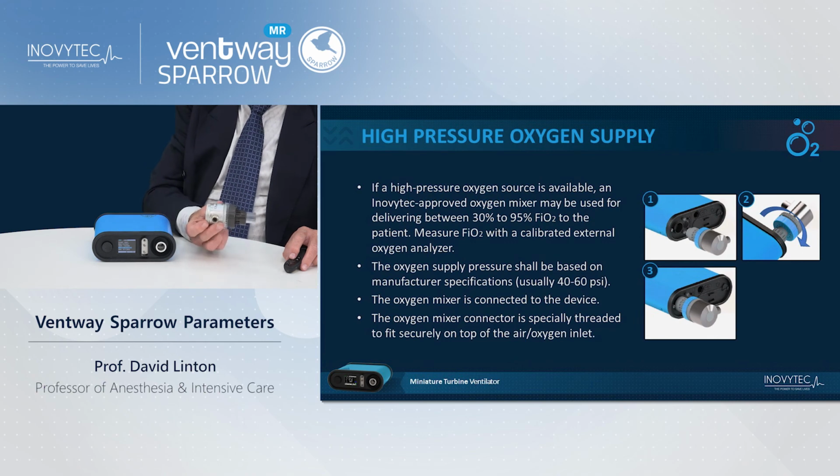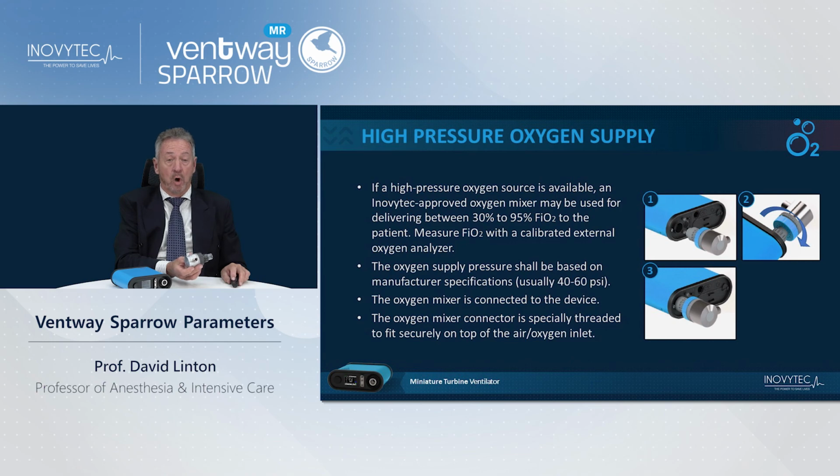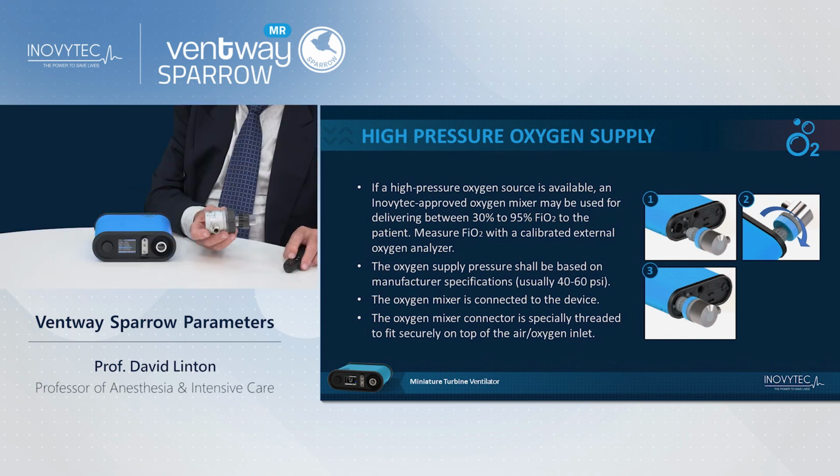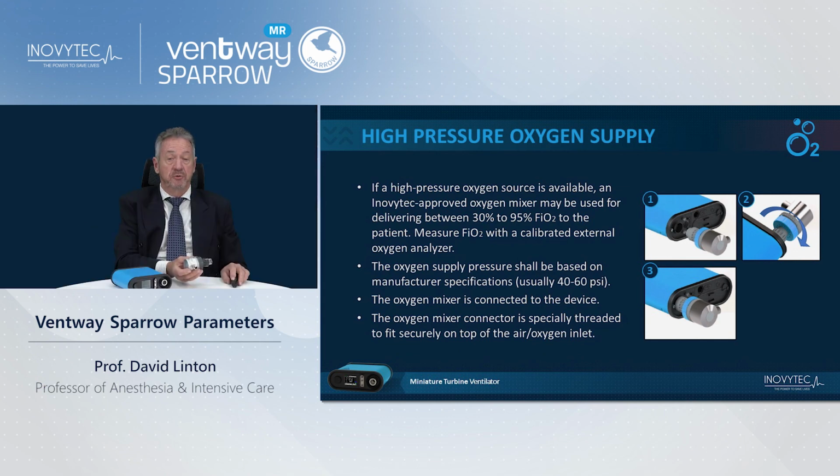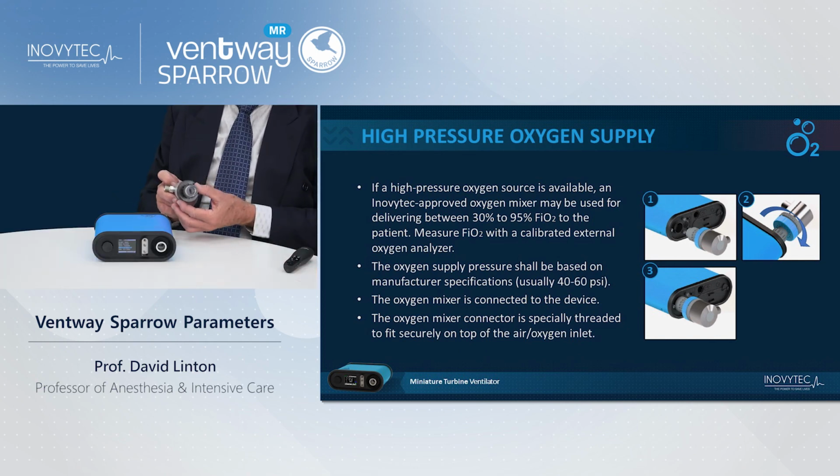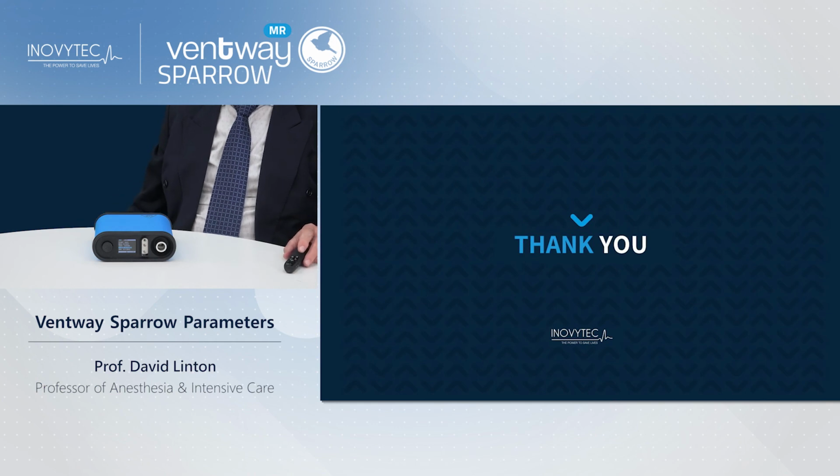The high pressure oxygen supply is when you have pressure in the hospital from the wall oxygen supply or from a pressure cylinder with supply. You can determine the percentage that you require from 30% to 95% in terms of the oxygen delivery. As long as the pressure is based on the manufacturer's specifications, usually 40 to 60 pounds per square inch. The oxygen mixer is connected to the device as shown in the picture at the back, and it's specially threaded with a locking system to make sure it is secure and does not fall off.